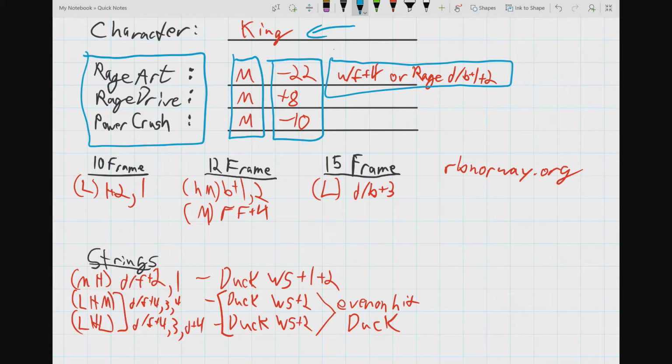So versus King, if I'm playing as King and I don't have Rage, I'm doing up forward +4 and then a normal combo afterwards. But if I have Rage, I can do down back 1+2, which is the Rage Drive, and do 85 damage as opposed to 69 damage unraged.